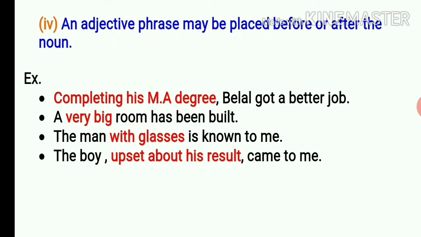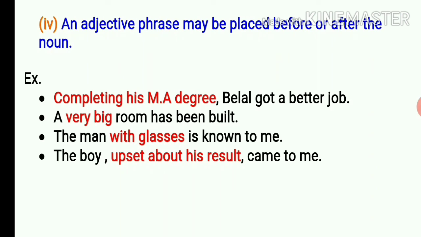The third example, the man with glasses is known to me. What kind of man is known to me, or who is known to me? Then the answer we get is that the man who is with glasses is known to me. Then with glasses here serves as an adjective phrase which has post-modified the noun the man.